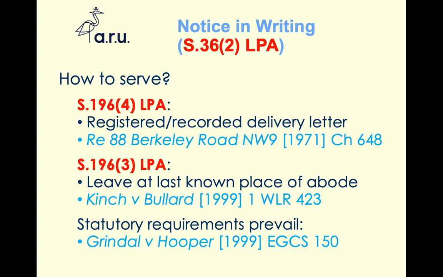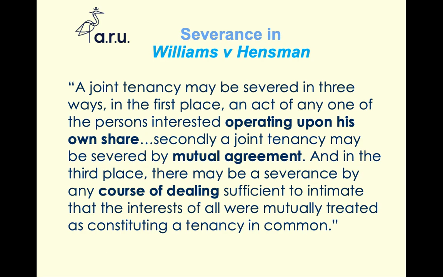In consideration of that, we also have Williams and Hensman severance. So this is recognition that people who are cohabiting may not behave that way. Williams and Hensman allows severance to take place in 3 ways. This would be where somebody is seen to be operating as if it's a shared, acting as if they're not in the brackets. Secondly, it could be severed by them all agreeing that that's what they would like to do.